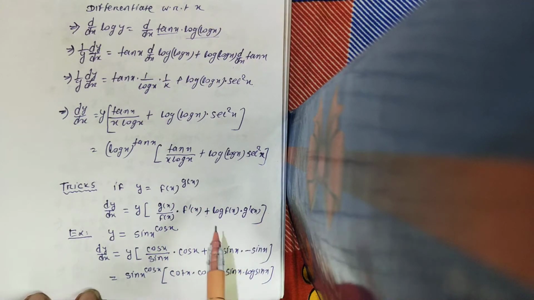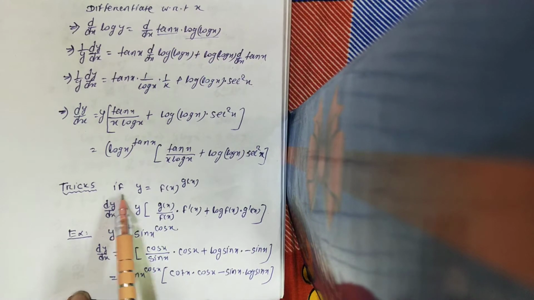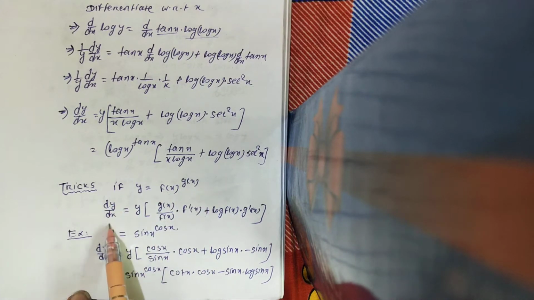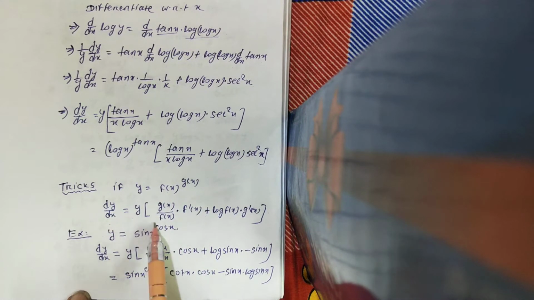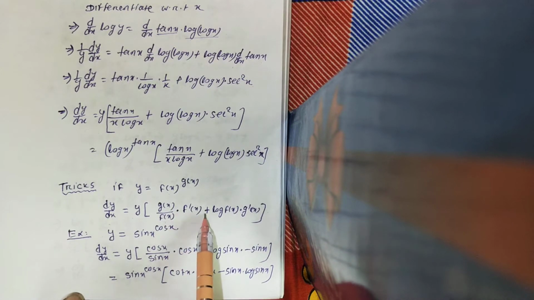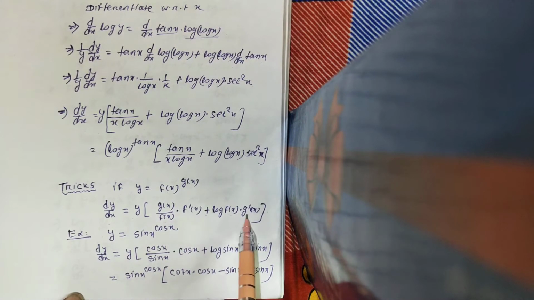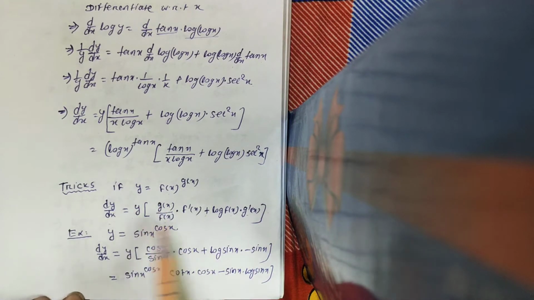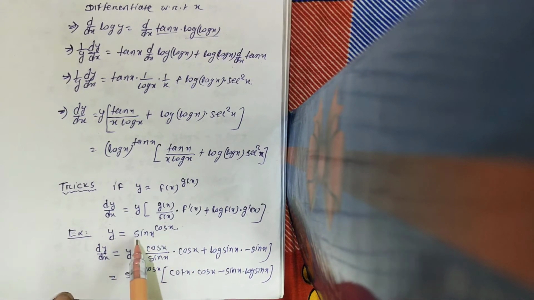Again I am telling you that formula. If a function is given y is equal to f(x) to the power g(x), that means variable to the power variable, then dy by dx is equal to y whole into g(x) by f(x) into f dash x plus log of f(x) into g dash x. So using this trick, I am going to solve one problem, that is y is equal to sin x to the power cos x. Now see that sin x is a variable, cos x is also a variable.